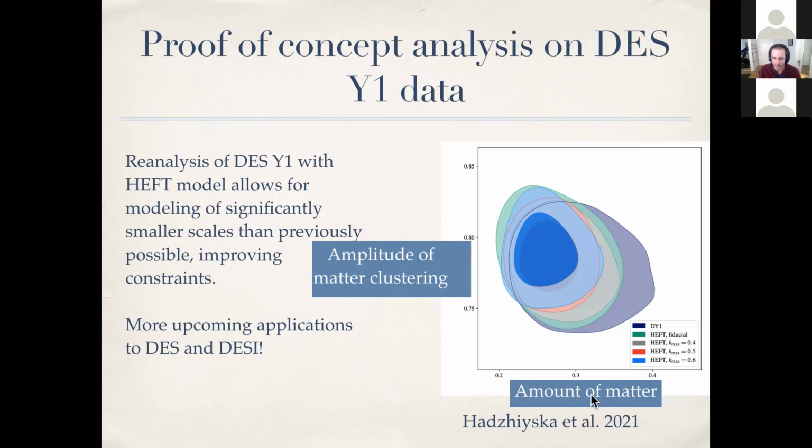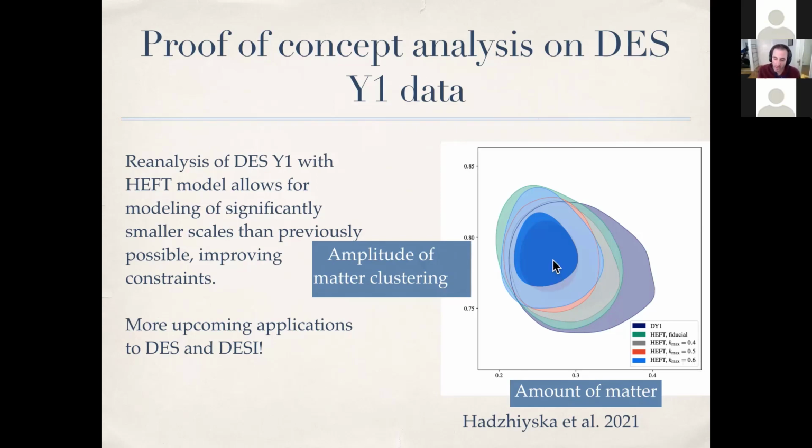Again, the x-axis here is the amount of matter in the universe, and the y-axis is the amplitude of matter clustering. The purple contour here is what we got for our fiducial analysis when we originally did the Dark Energy Survey year 1 analysis. All the other contours are the analyses in this paper that use this hybrid effective field theory model. The only thing varying between these other contours is how small of scales they analyze. The green contour analyzes to a Kmax of 0.3, and then gray, red, and blue go to Kmax of 0.4, 0.5, and 0.6, so going to smaller and smaller scales.